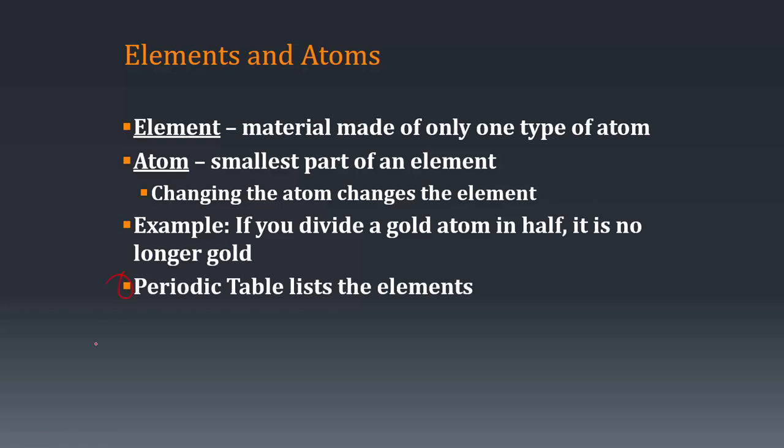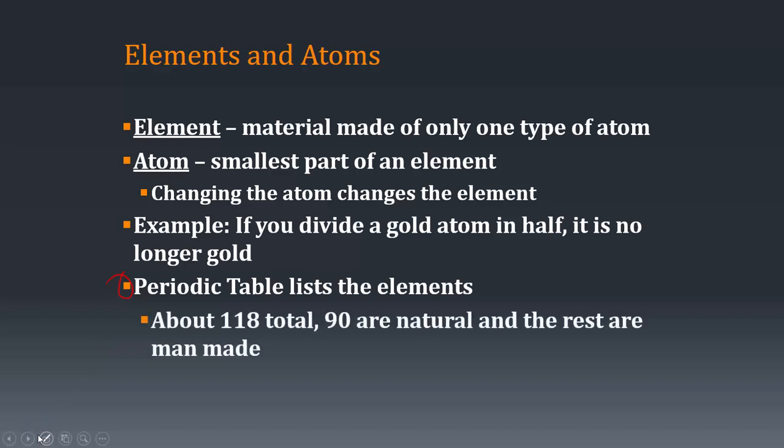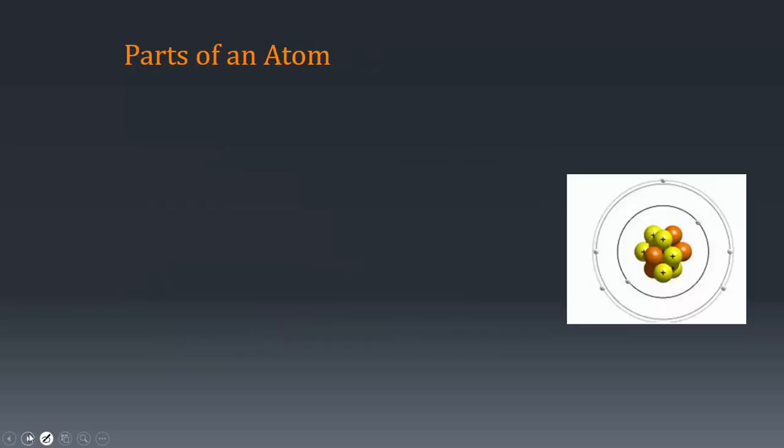And we're going to use the periodic table to figure out what all the elements are, how many there are, and what the atoms are that make them up and how they're put together. There's 118 elements on the table, 118 different elements. 90 are naturally occurring, the rest of them are made in a lab. So let's get started by looking at the parts of an atom. This is probably mostly review.